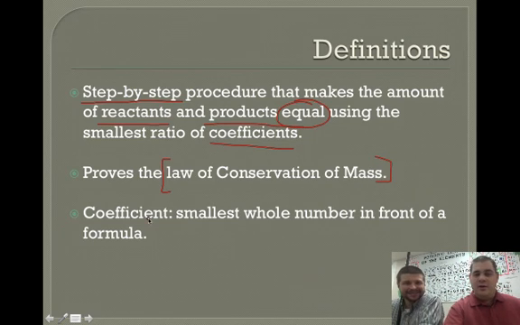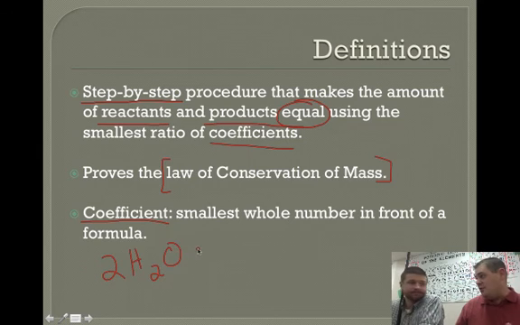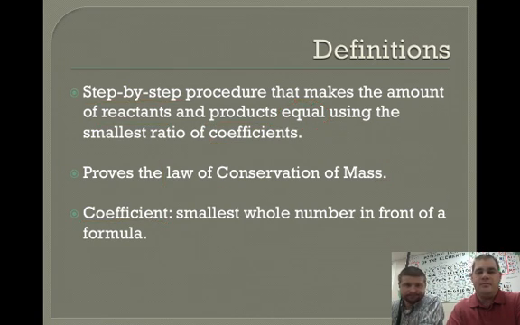Okay. And remember, we've talked about some of these before. A coefficient is just the smallest whole number in front of the formula that satisfies all the criteria. Okay, it only goes in front. Remember all those subscripts that we have after something? You can't change those. That formula is written already. I can't change that 2 there on that water, but I can add coefficients to get this thing balanced. That 2 in front is the coefficient.